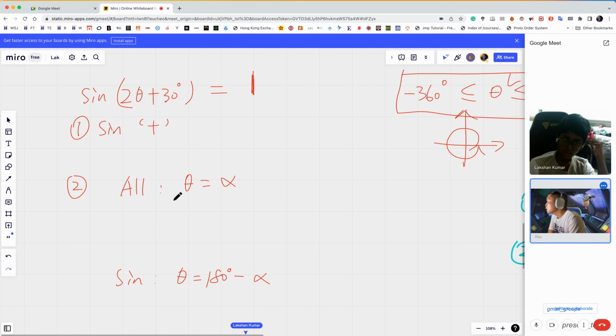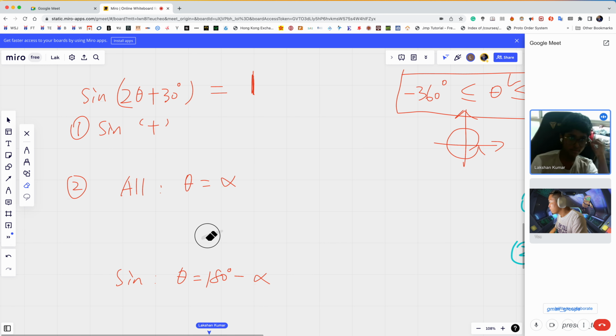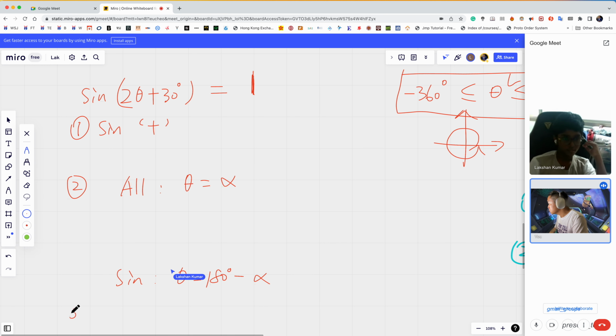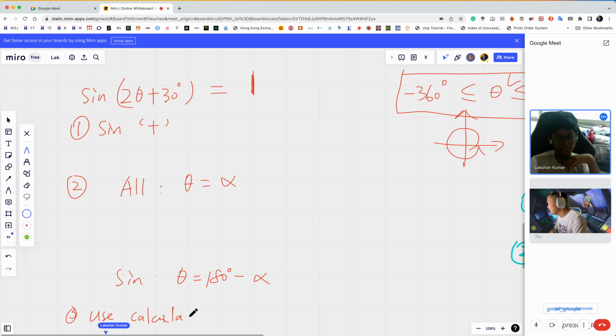So what's step 3? Step 3, must use calculator to find. Very good. How come you get it so fast? Because I've done this at school. Okay, calculate.